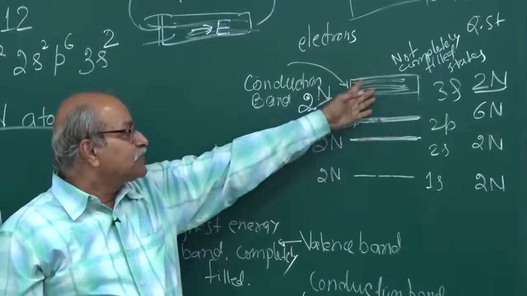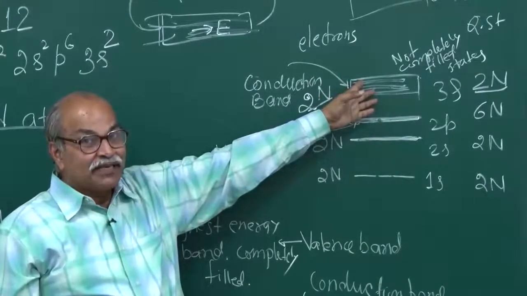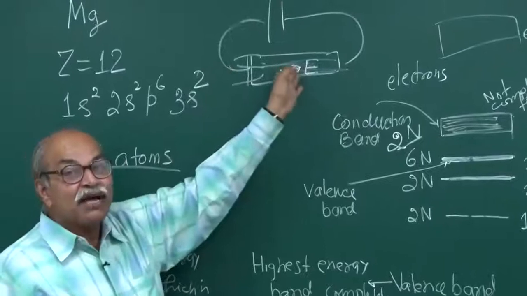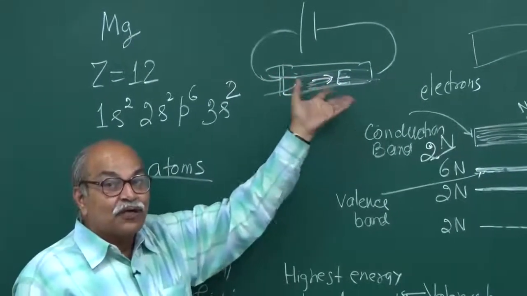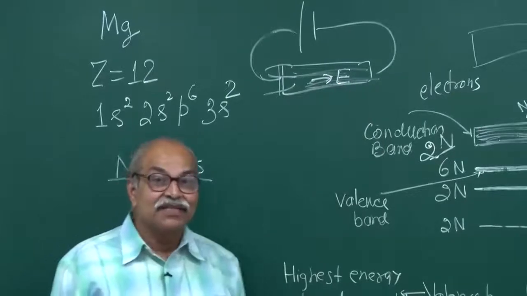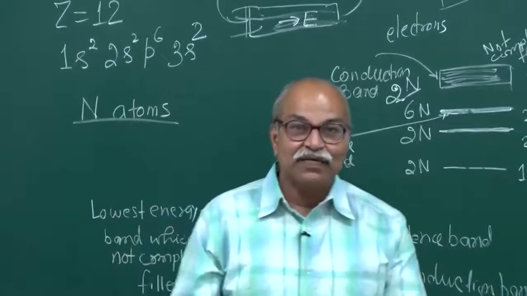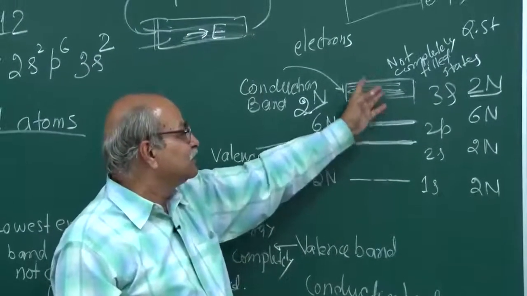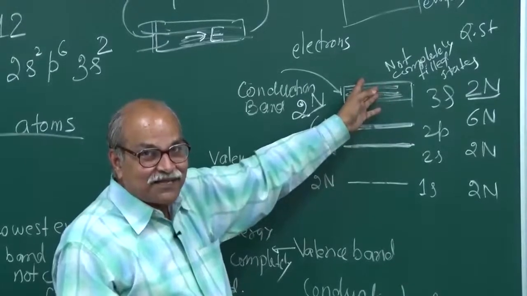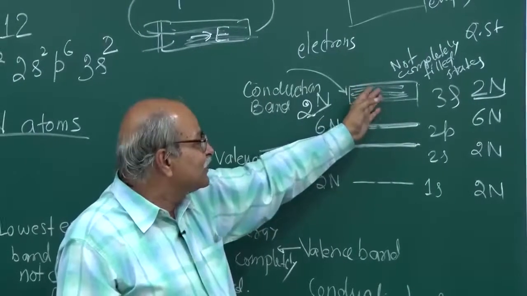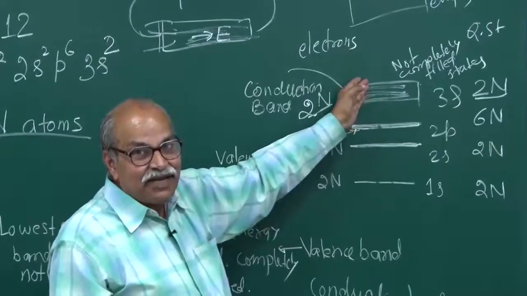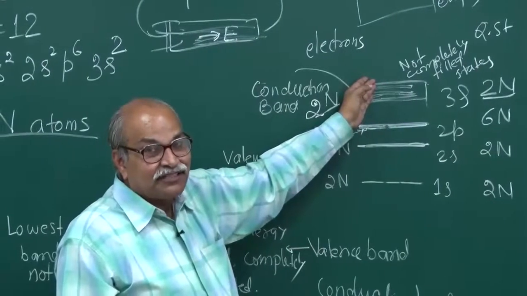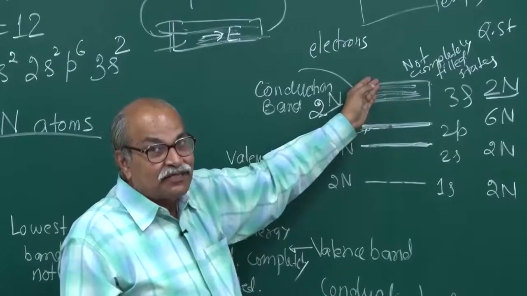Now if this is also completely filled, what do you expect? If I take a magnesium ribbon and connect the ends to a battery, to try to pass a current, what will happen? The electric field will interact with electrons and try to give some energy, and this band is completely filled. So you may think these electrons will not accept kinetic energy from the electric field, and so it should be an insulator, but it is not. Magnesium is a very good conductor.